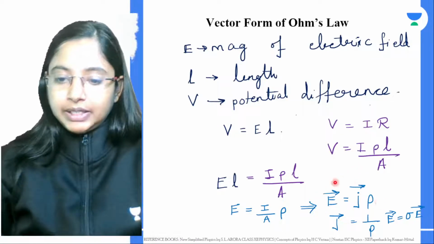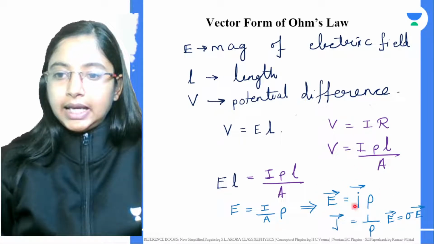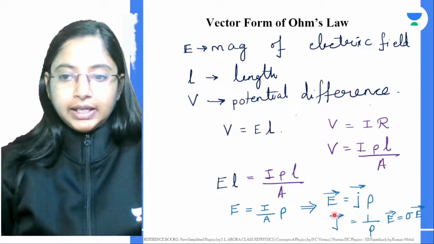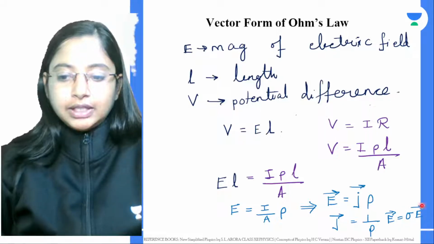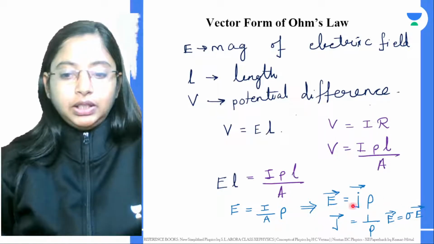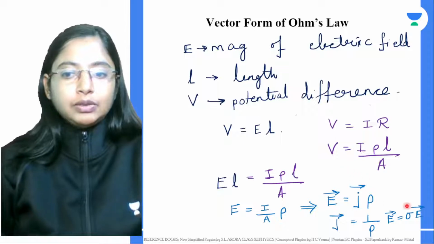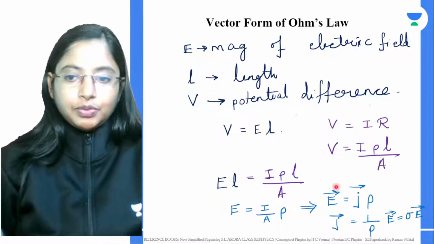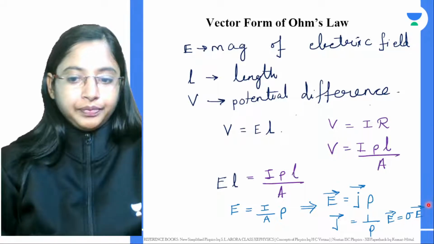So this equation, E is equal to J into rho, and J, the current density, is equal to rho into E. This forms the vector equivalent of your Ohm's law, that is V is equal to I into R. This forms the vector equation of Ohm's law.